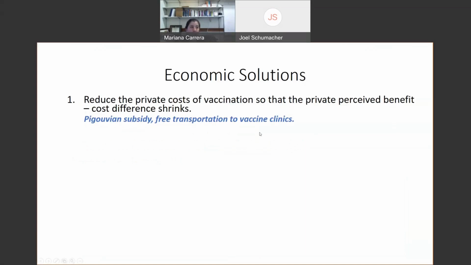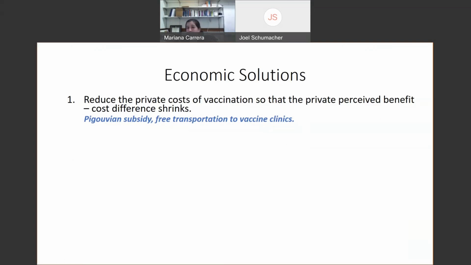So free transportation to vaccine clinics in as many communities as possible. Rebates for Uber and Lyft. The government reached agreement so that Uber and Lyft can take people to their vaccine appointments for free, and they'll be reimbursed by the government, all part of making this difference between private benefits and costs as small as possible.